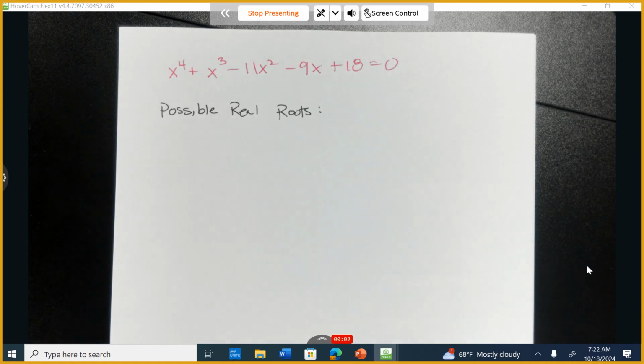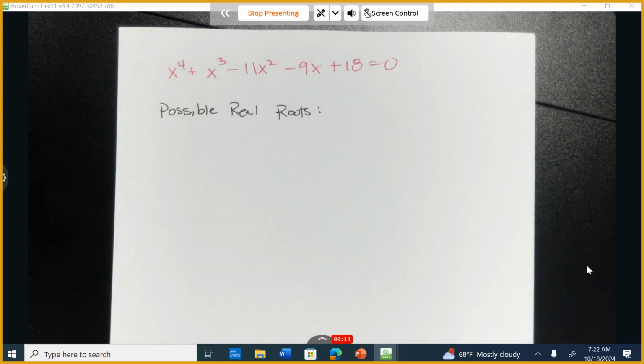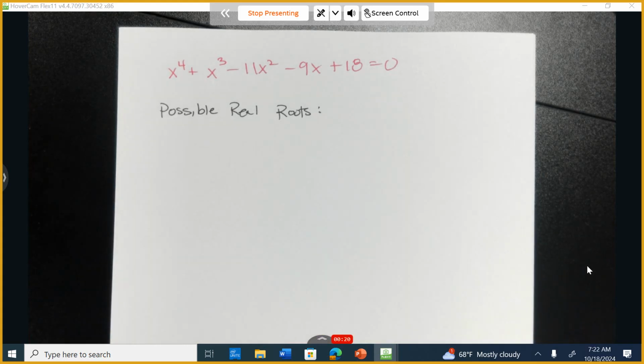To build upon what we did yesterday. Yesterday we introduced synthetic division, and it is a way for us to identify the solutions to polynomial equations. Now we're only working with solutions right now. At this point, we're only working with real solutions. How do we determine what the possible real solutions are?